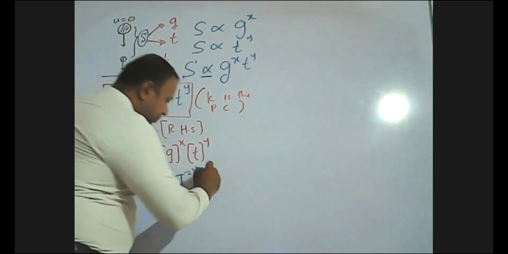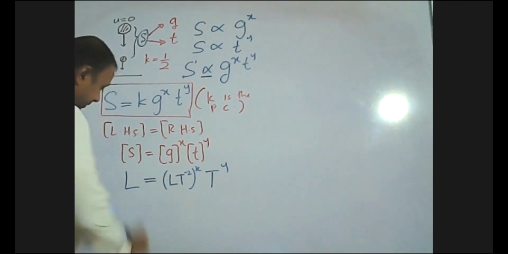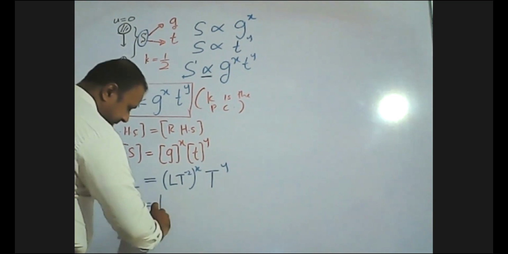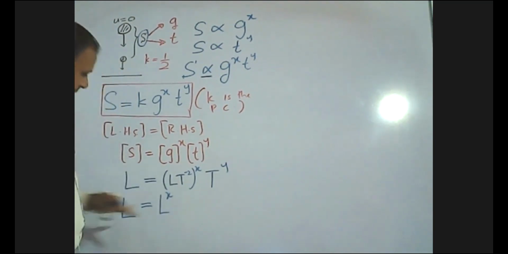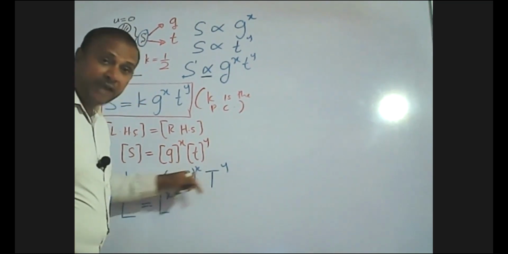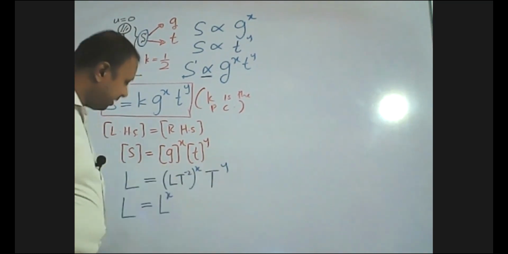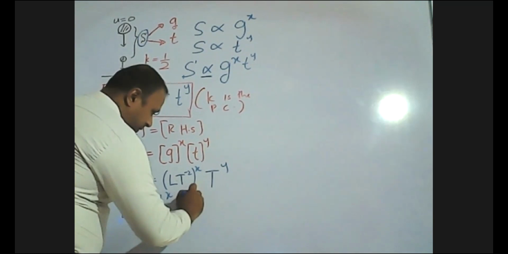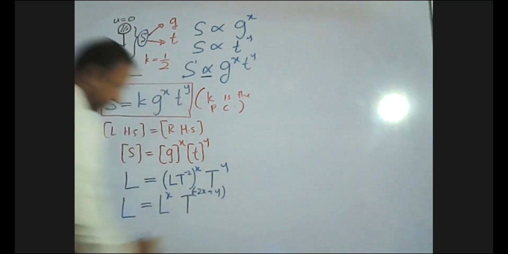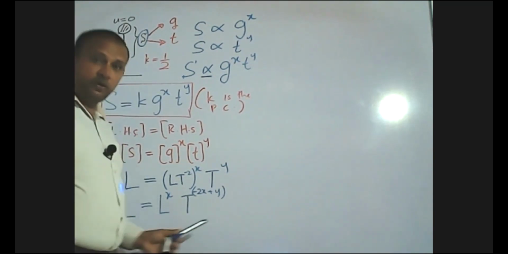The dimension of t means time, t to the power y. Then I can simplify this one. L is equal to L to the power x. There is only one L term. Then there are two T terms. One is minus 2 into x, minus 2x, plus y. T to the power minus 2x plus y. This is the simplified equation.